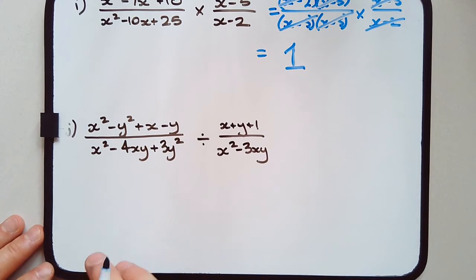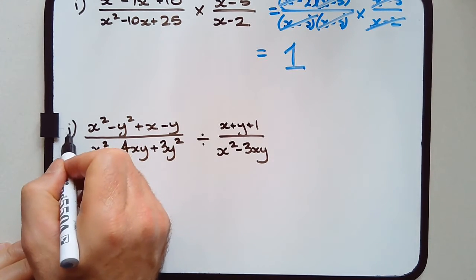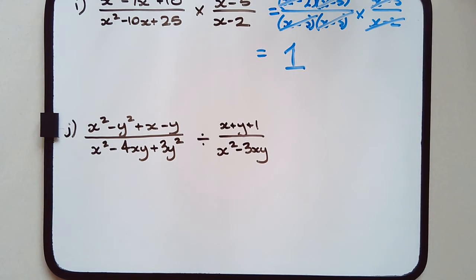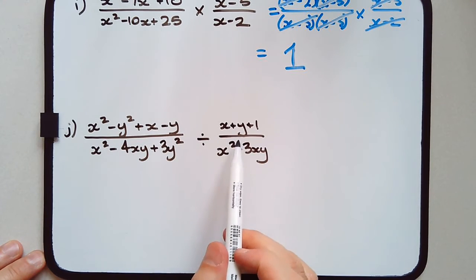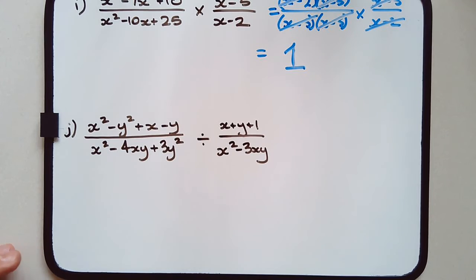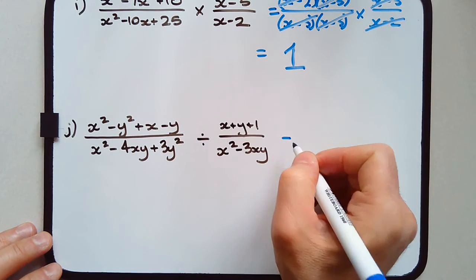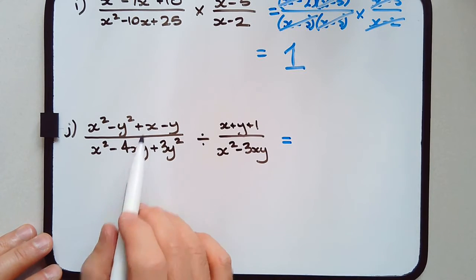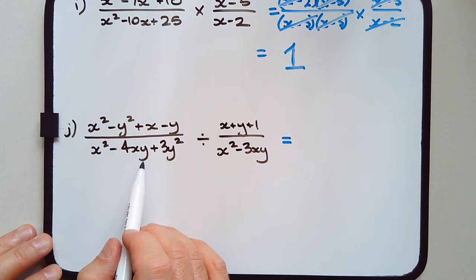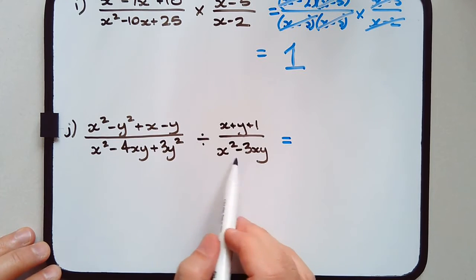Okay, part J. So we have a situation here where we're dividing one fraction by another. We can very easily change that to a multiplication if we flip or invert the second fraction. And let's do some factorizing while we're at it as well. What I might do is factorize the numerator, factorize the denominator. That's easy enough to do. This one's fairly easy as well.